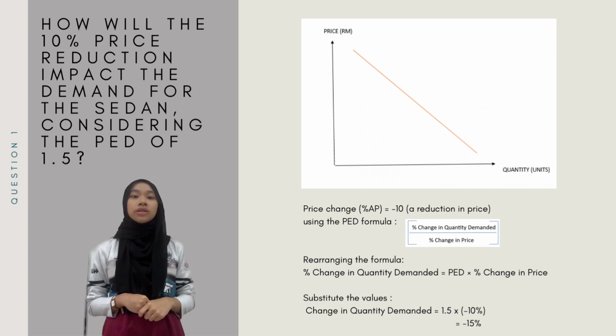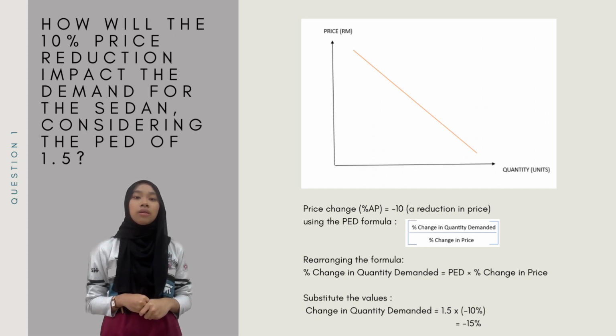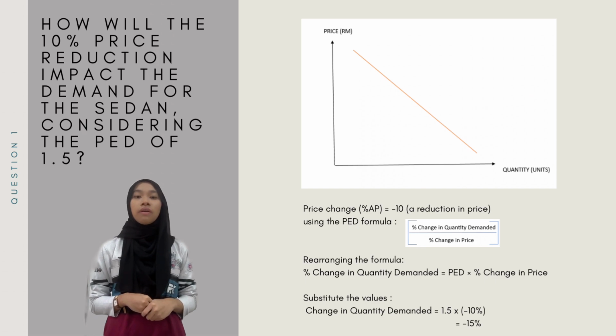For the second question, how will the 10% price reduction impact the demand for the sedan, considering the PED of 1.5? The price change equals negative 10%, which means it is a reduction in price. Substitute the values: change in quantity demanded equals 1.5 multiplied by negative 10%, which is negative 15%. This means that a 10% reduction in price will result in a 15% increase in quantity demanded.